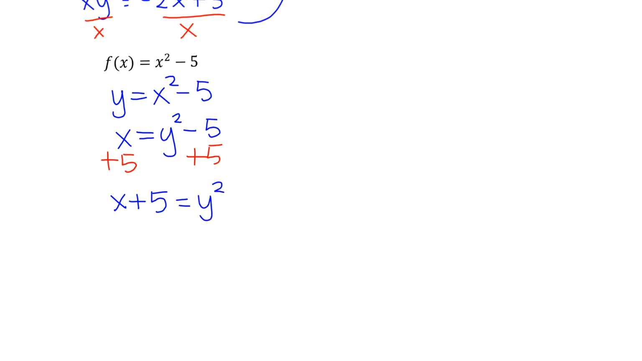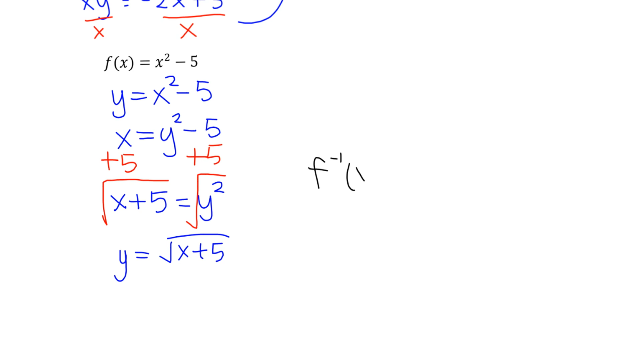Now we need to get rid of the square. Well, you need to do what undoes a square. And the way to undo a square is to take the square root. So we're going to take the square root of both sides. So we're going to end up with y equals the square root of (x plus 5). And that would be our final answer. So using inverse notation, we have f inverse of x is the square root of (x plus 5).